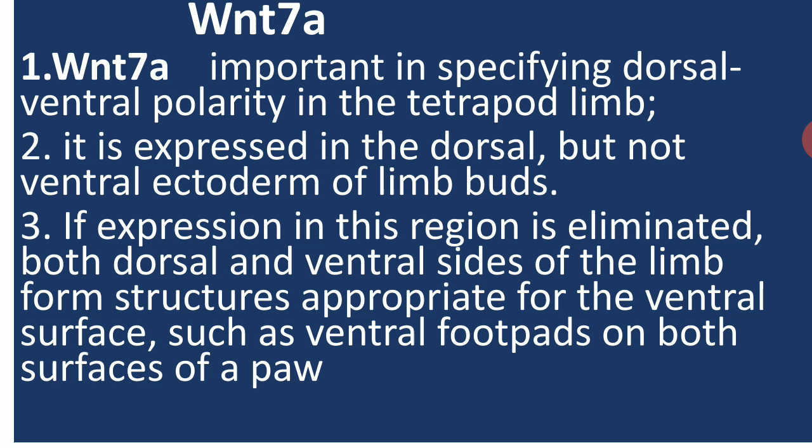Vent7a. It is important in specifying dorsal-ventral polarity in the tetrapod limb. It is expressed in the dorsal but not ventral ectoderm of the limb in birds. If expression in this region is eliminated, both dorsal and ventral sides of the limb form structures appropriate for the ventral surface, such as the ventral foot pads on both surfaces of the paw.